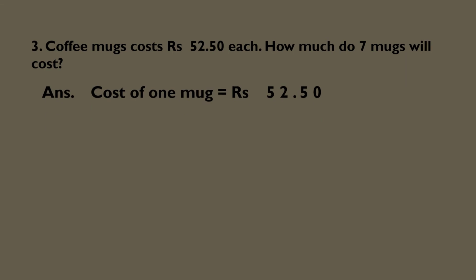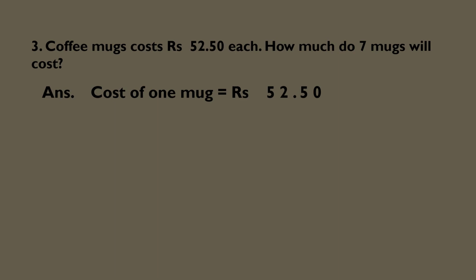Whenever the cost of one is given to you and the cost of more items is asked, then you have to do multiplication. And in division, the number of items is given and the total cost is also given, then you have to do the division part.